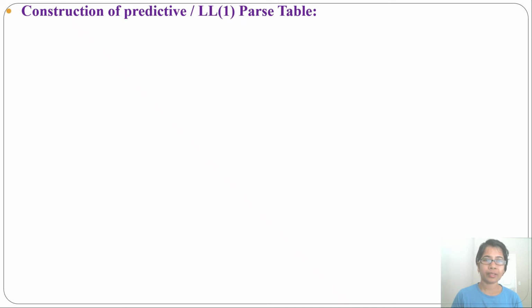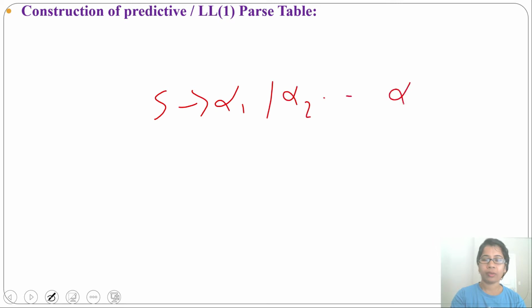Hi, let's construct a predictive or LL1 parse table. Before constructing the parse table, let's first understand what is the need of constructing an LL1 parse table. Suppose there is a grammar S derives alpha 1 or alpha 2 or up to alpha n, and there is a string A, B, A. Now for this input A, which production should we choose?